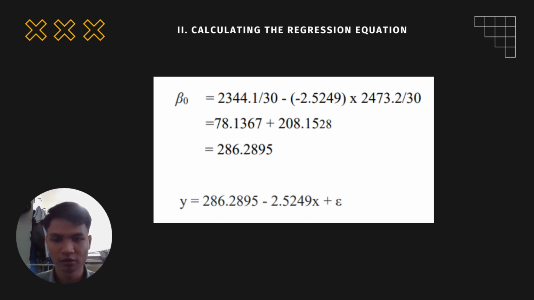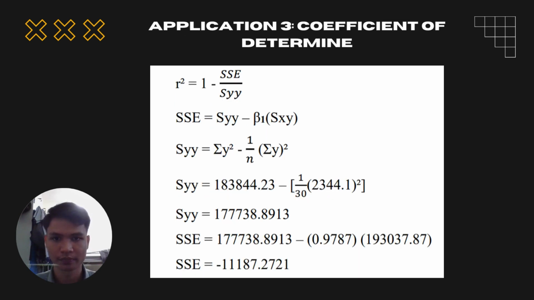Then, lastly, the value of B0 is calculated, and finally B0 and B1 were compiled into the equation of y equals 286.2895 minus 2.5249x.